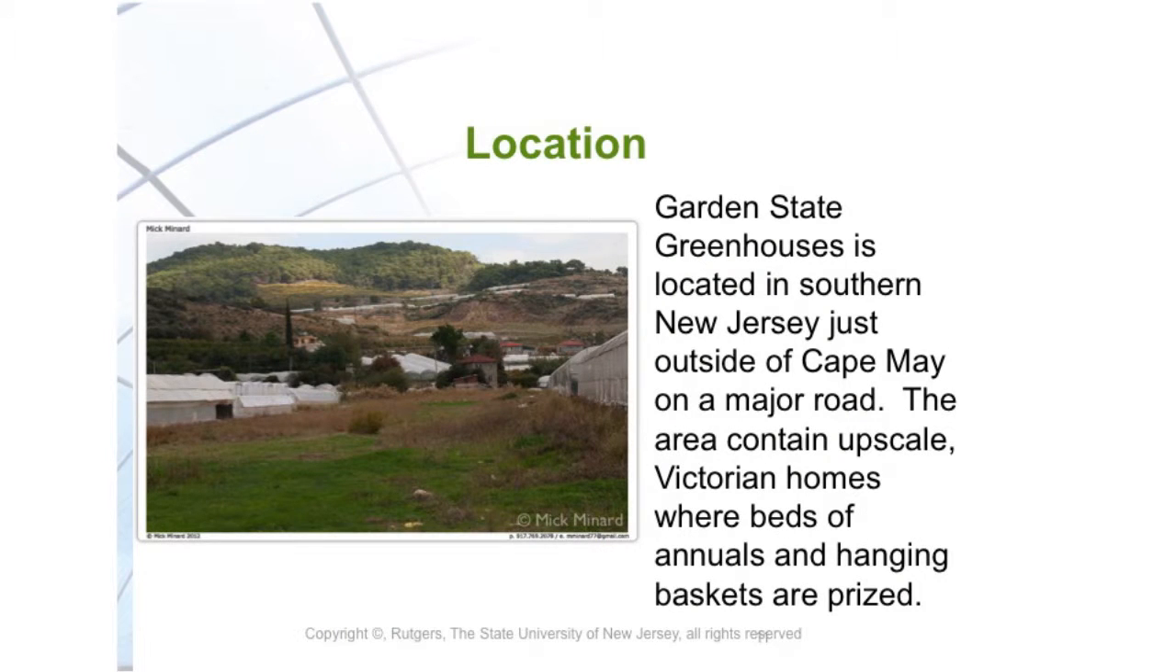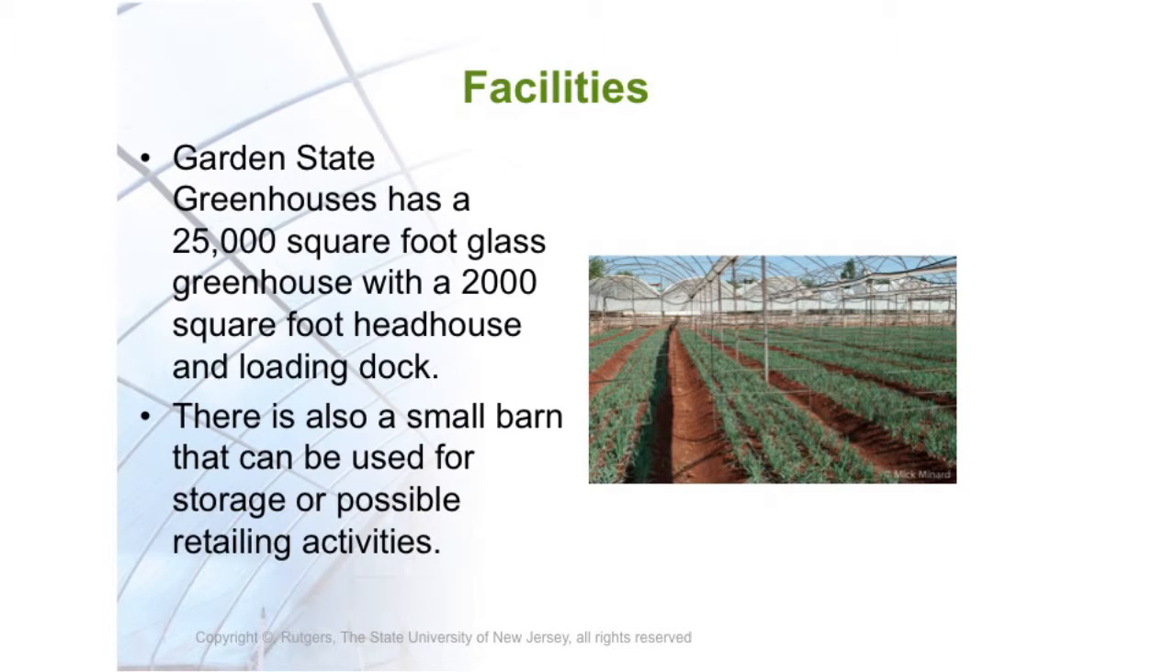The location is in southern New Jersey, just outside of Cape May on a major road, and the area consists of upscale Victorian homes. Her beds of annuals and hanging baskets are very prized, so she should have a market there. It has a 25,000 square foot greenhouse, which you already mentioned, and a 2,000 square foot head house and loading dock. And there's a small barn that could be used for storage or possibly retailing down the road.